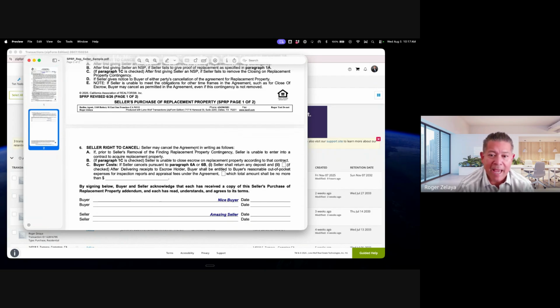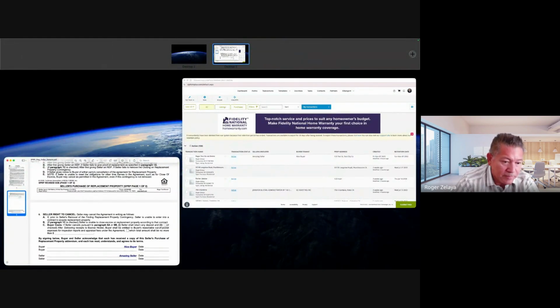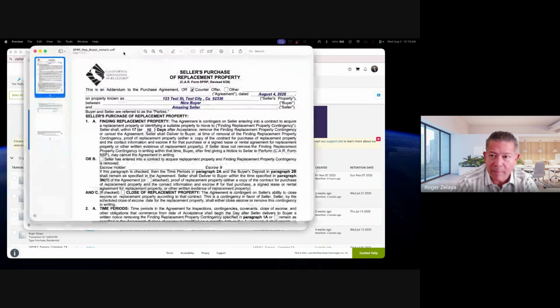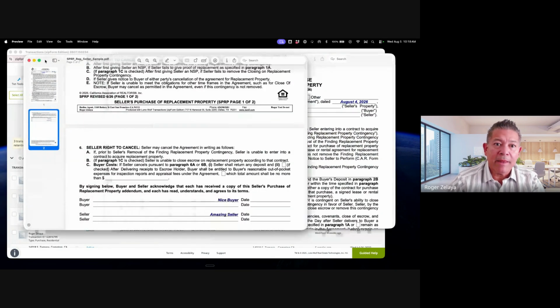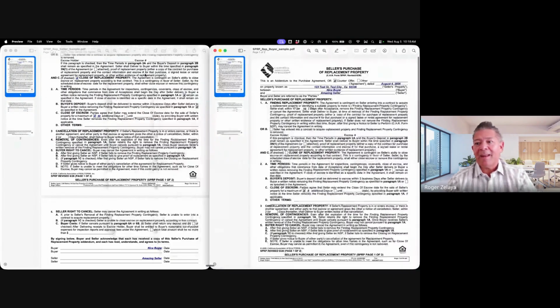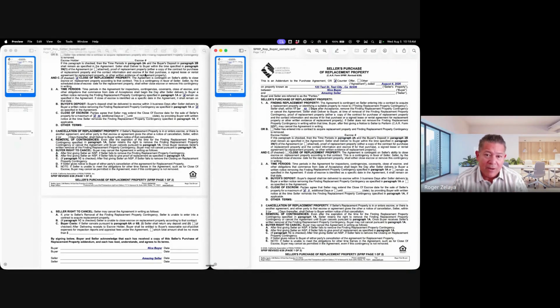And if checked, after delivering receipts to escrow holder, buyer shall be entitled to a buyer's reasonable out-of-pocket expenses, right? And if it is not checked off, then that's what I want for my seller. Now, let me show you guys what the SPRP would look like if I'm representing the buyer. Keep in mind that just because I say this is how your SPRP should look, doesn't necessarily mean that the listing agent or the seller are going to agree to your terms, right?